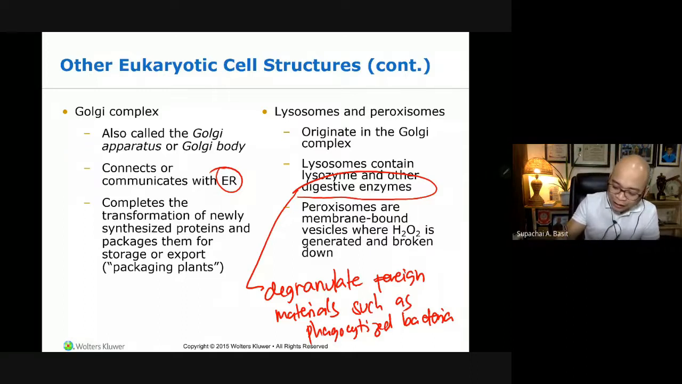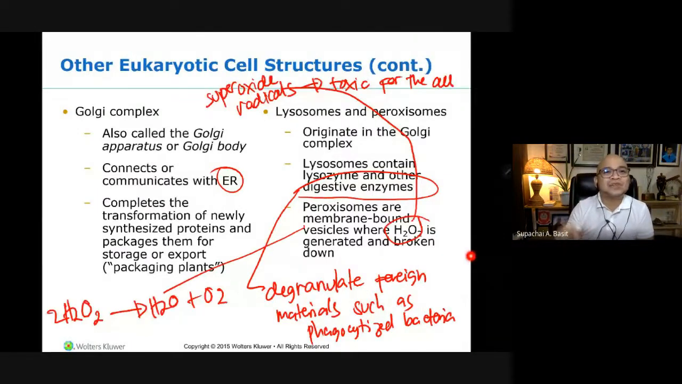Why? Because hydrogen peroxide is actually a superoxide radical, and these are toxic for the cell. Since it is toxic for the cell, it is very important that we break it down. So peroxisomes will break down superoxide radicals such as hydrogen peroxide because that is considered to be toxic for the cell.